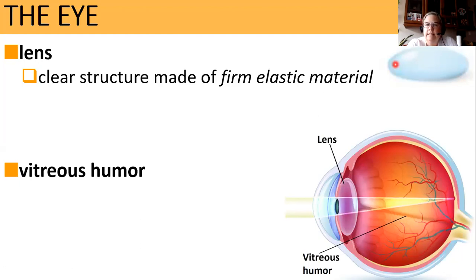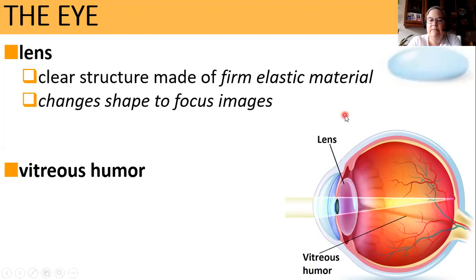What else was I going to say about the lens? The lens is a crystalline structure, and I haven't been able to do this for the last couple of years, but if you have a nice clear lens when you're dissecting, you can actually put it on a piece of newspaper, and it's like a magnifying glass. It actually magnifies things a little bit more than what they were. It changes shape to focus images.